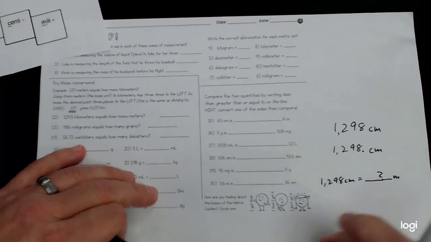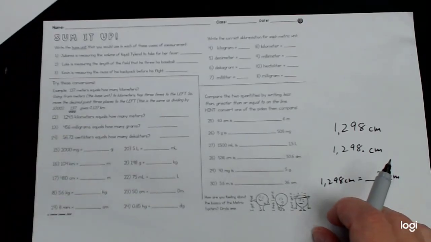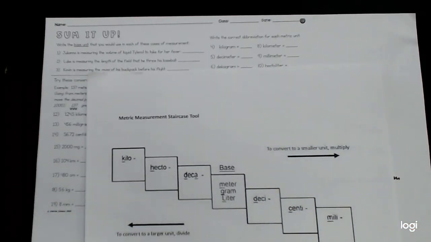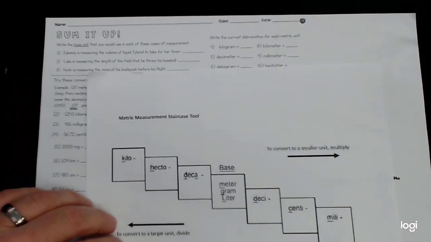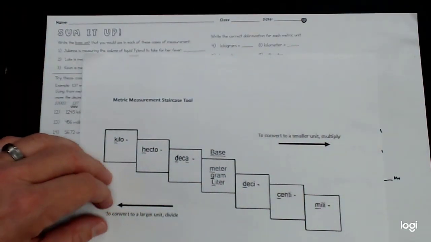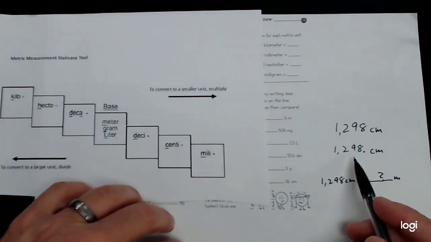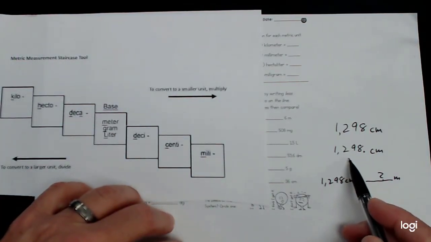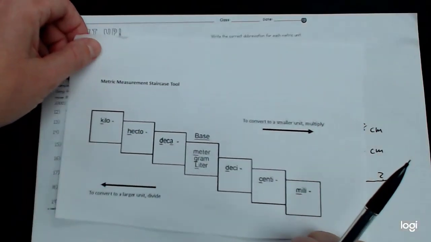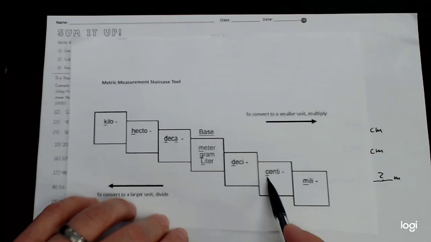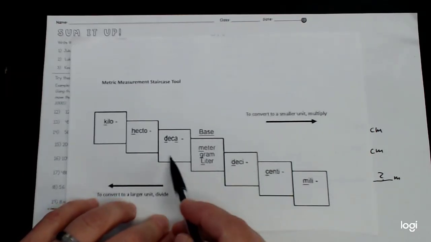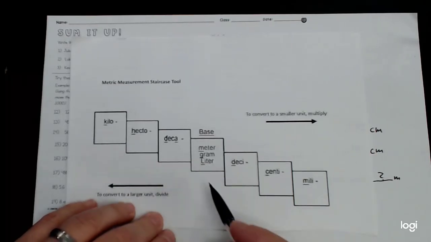All right, so now what I would do is go to my metric staircase. I'm going to switch over to pencil here because I might do some erasing. Now, what you always have to remember is where your starting units are on the staircase and where your ending units are. In this case, my starting number is 1,298, and my unit is centimeters. So on my metric staircase, I'm looking at milli, centi, deci, my base unit, deca, hecto, and kilo.